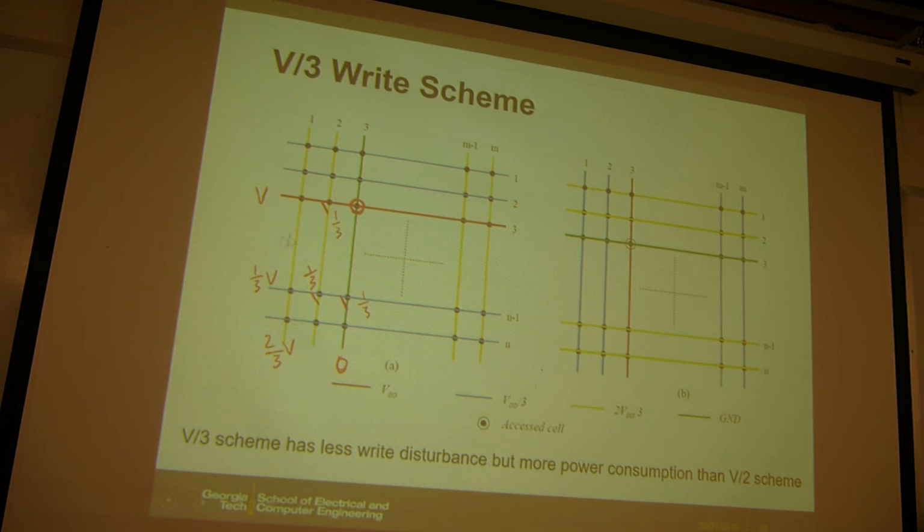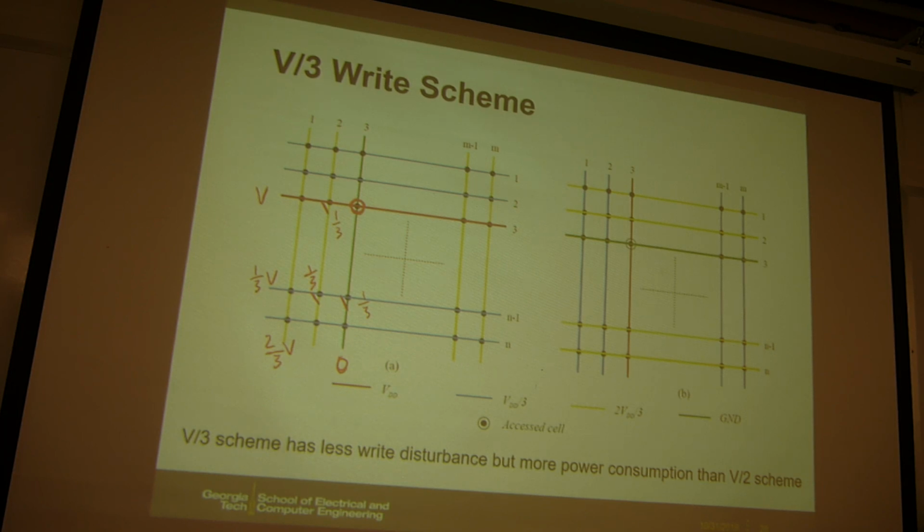So this one, the advantage, let's say V over 3, the advantage is that unselected cells see at most 1 over 3 voltage. That means it will have less chance to be disturbed, because in the V over 2 scheme, some cells see V over 2, right? So it's larger voltage, so you may accidentally write the data, or at least change the state a little bit. So this one is, let's say, more safe.